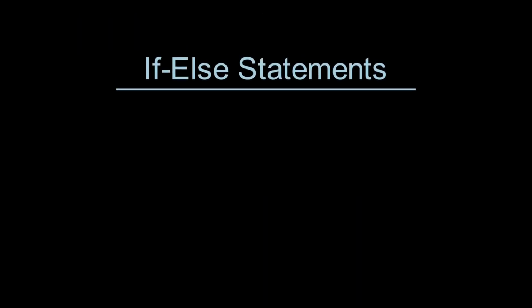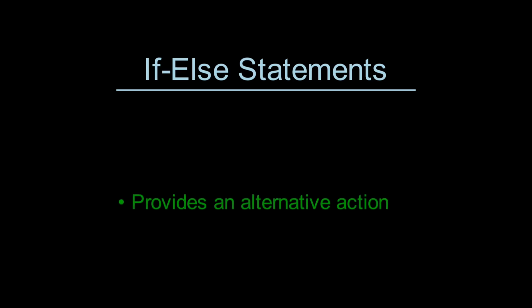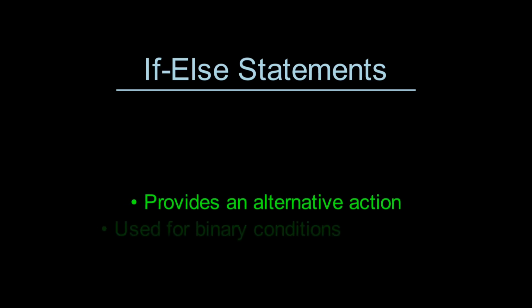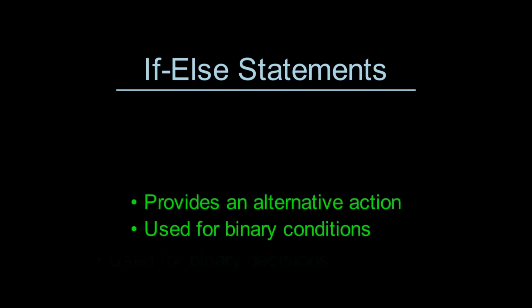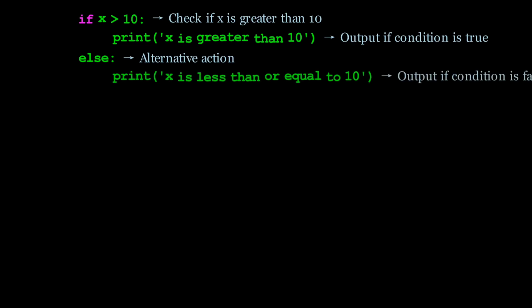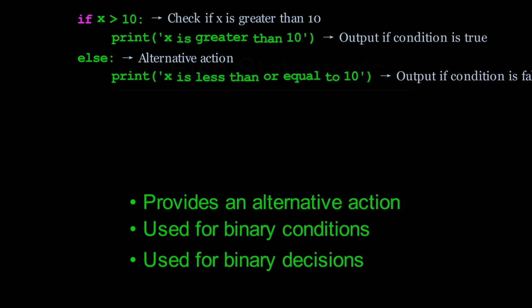Moving on to if-else statements. If-else statements extend our decision making to provide an alternative action when our condition is not met. These are perfect for binary decisions when there are exactly two possible paths to take. In this example, we will first check if x is greater than 10. If true, we print a message. Otherwise, the else block executes and we print the alternative message instead.